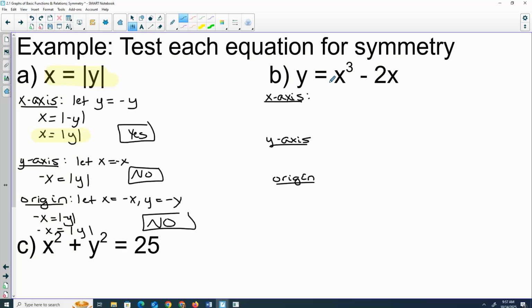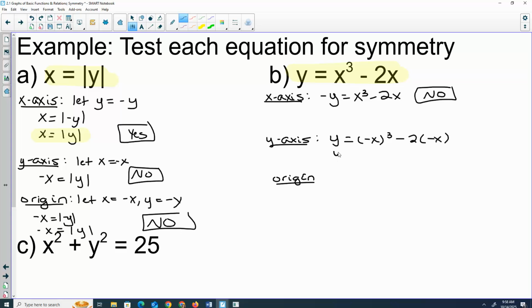If I want to check the x-axis, what do I do? Replace y with a negative y. Is that the same thing as my original equation? No. Is there anything I can do to turn it into my original equation? No. So this is not symmetric to the x. Okay, how do we check the y? We change our x to a negative x.